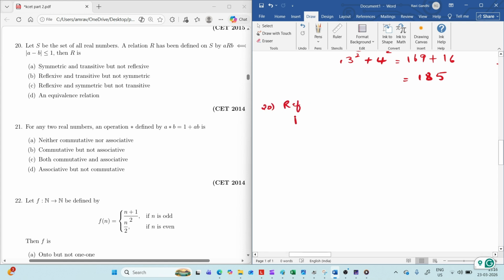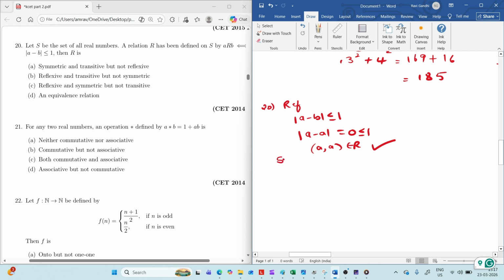The condition given is mod A minus B less than or equal to 1. So for reflexive, we will consider mod A minus A, which is equal to 0. Since obviously 0 is less than or equal to 1, A comma A belongs to R. Correct? Since you choose any number, it will always be less than or equal to 1. So this implies that R is reflexive.